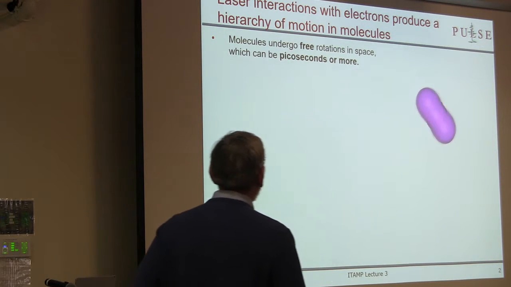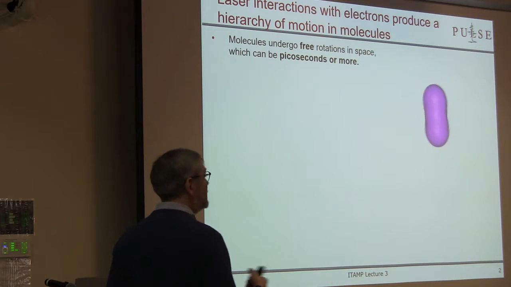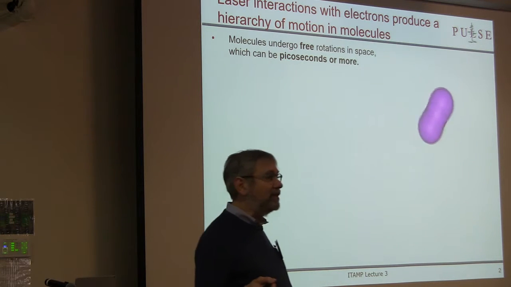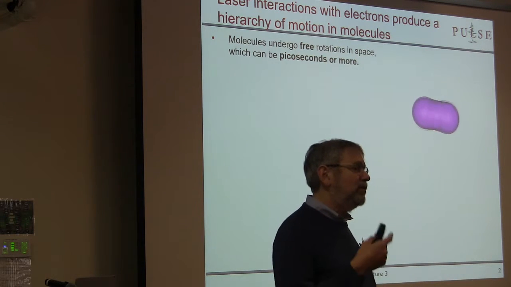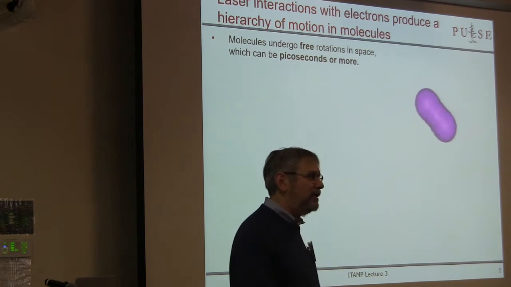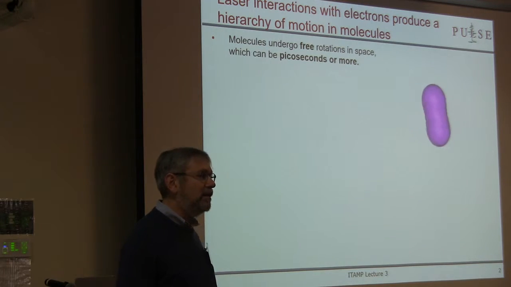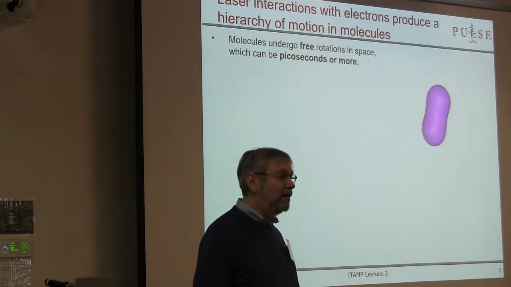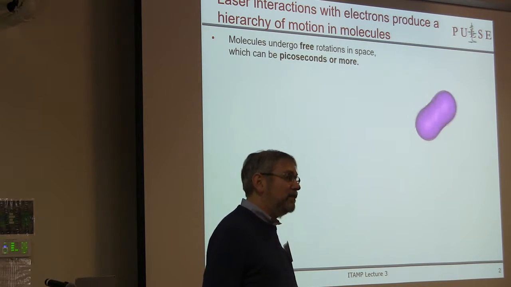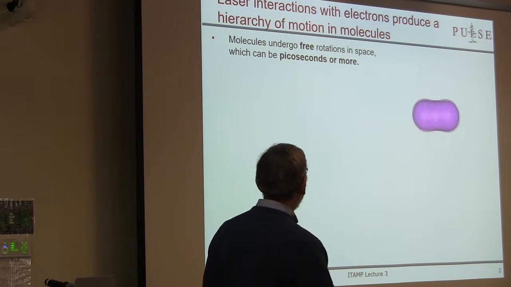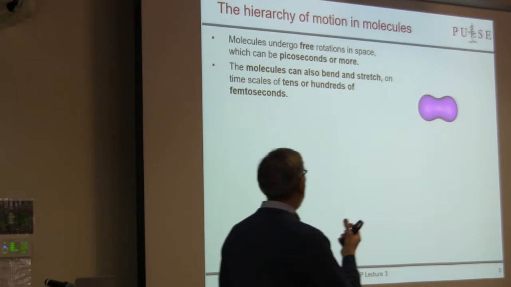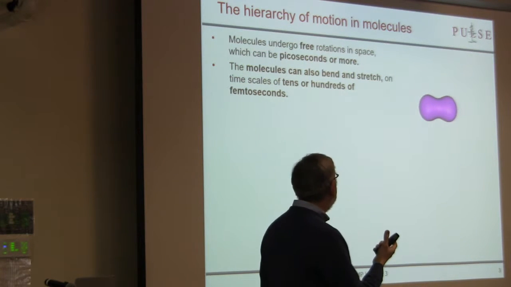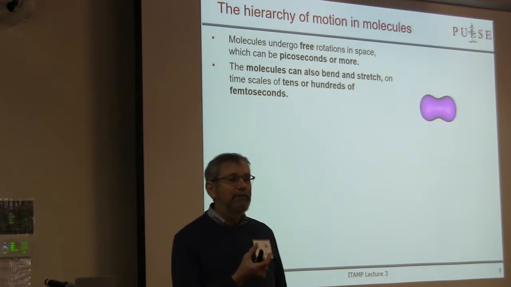So, molecules undergo free rotation in space, which can be picoseconds and more. Actually, for hydrogen, which you might think would rotate pretty fast, its slowest quantum constant of rotation is on the order of a picosecond, and then bigger things are even slower. So in this attosecond conference, rotation is imponderably slow, but we can still study that. The molecules also bend and stretch, and the time scale for that is tens to hundreds of femtoseconds.